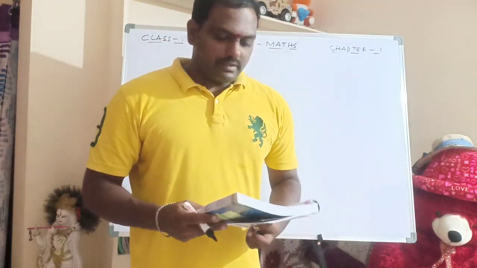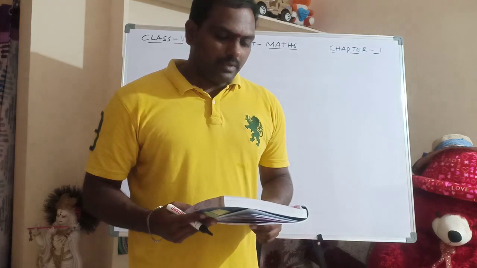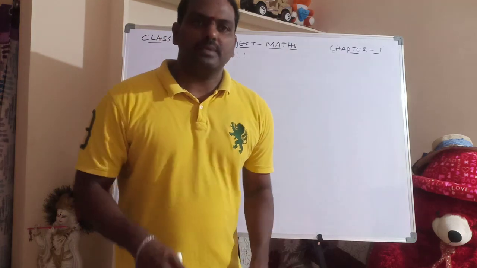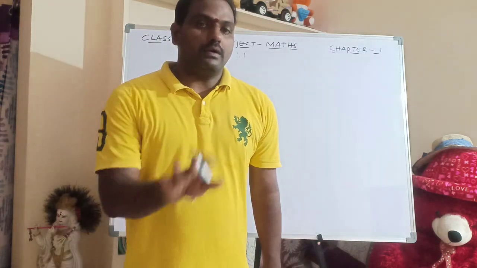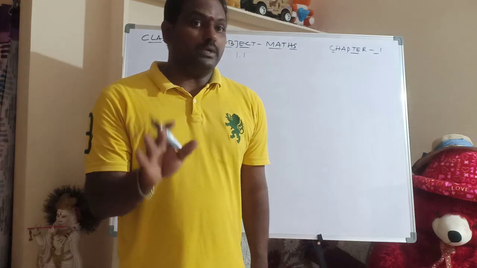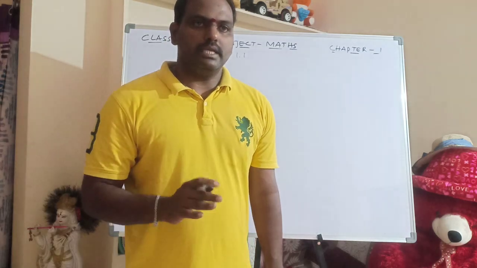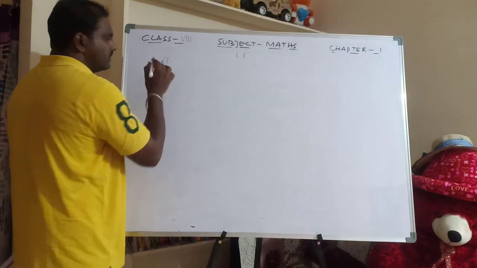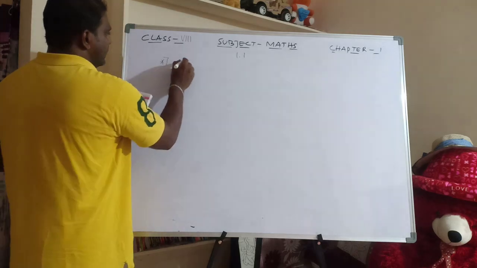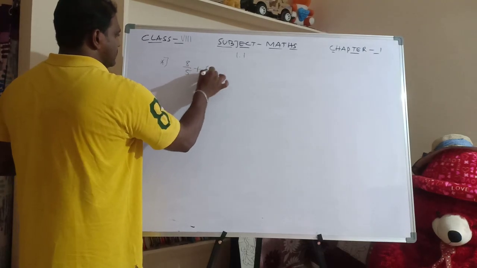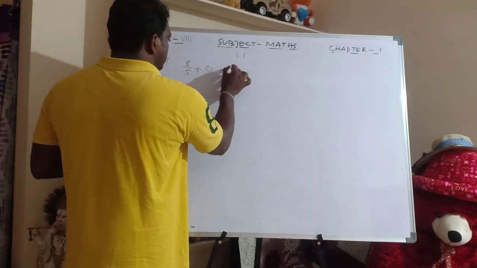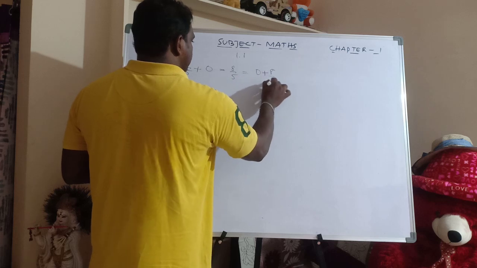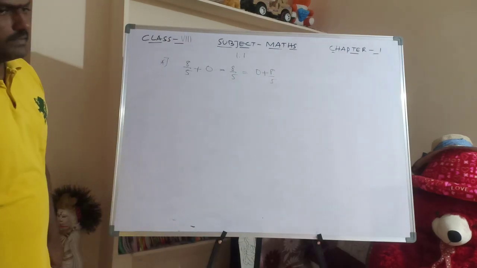So look at the question. First read the question properly. Name the property involved in the following examples. There are 9 different types of examples given. We are not solving them; we have to name the property involved. First I'll write the examples. Look carefully. The first question is 8 by 5 plus 0 is equal to 8 by 5, which is equal to 0 plus 8 by 5. This is the question given.